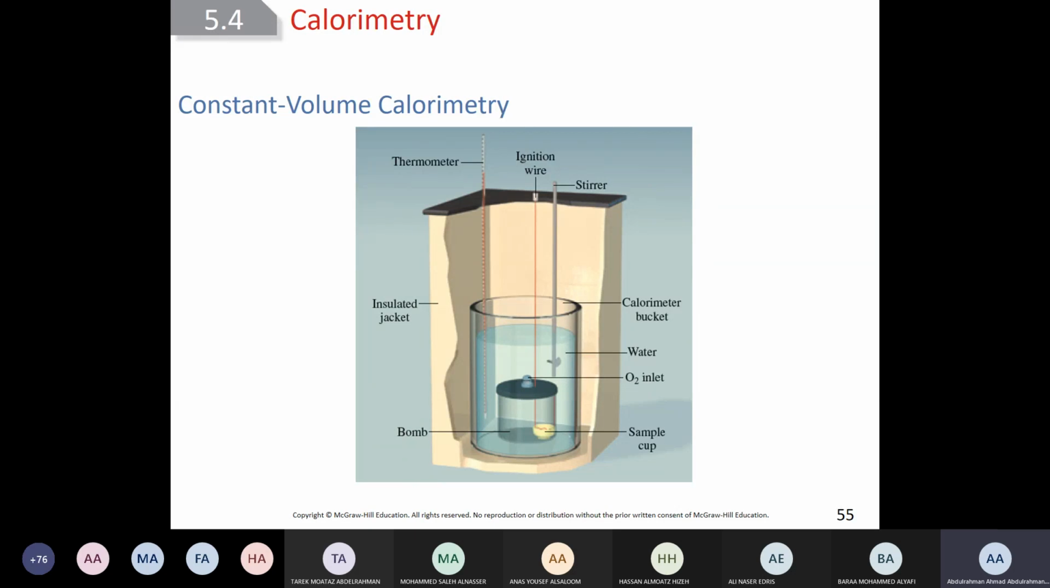Next, the second calorimeter is called the constant volume calorimeter, or bomb calorimeter. What's the meaning of bomb? A bomb, exactly. This is the bomb calorimeter. We put the compound inside, and usually we burn it, and that's why it's not in water. There will be a reaction.